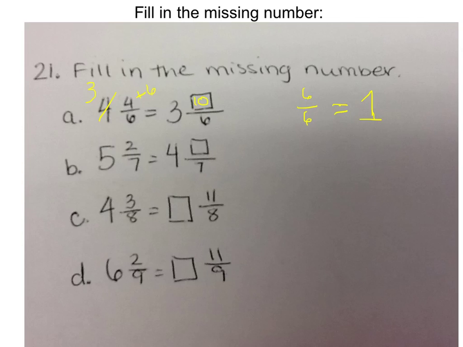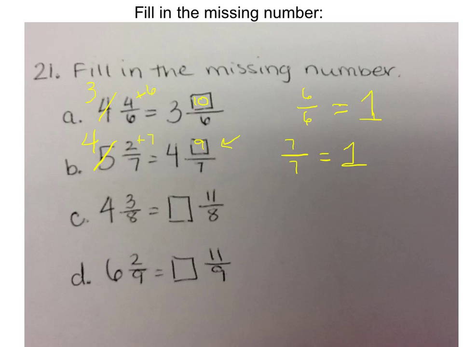Let's try B. I realize that the 5 has changed into a 4, so that whole 7/7 that is the same as 1 needs to be present in the numerator. If I were to take away 1 whole, or 7/7, I would need to add that to the numerator. Like I said, it needs to be present in the numerator. 2 plus 7 equals 9. Now these fractions are equivalent.